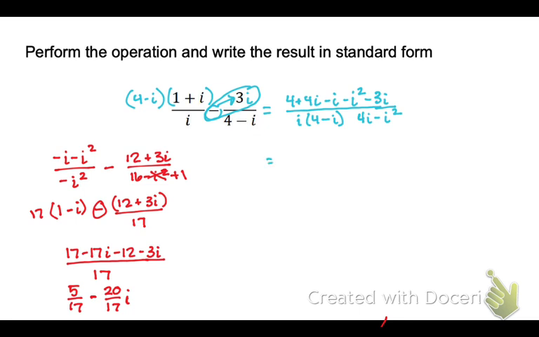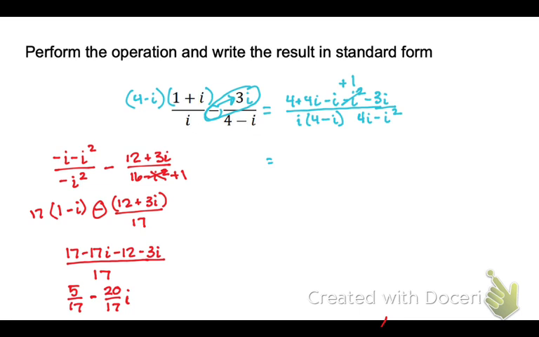Okay, well, this negative i squared becomes what? 1. Plus 1. Okay, so that's plus 1, yes? And we should not get 0. Did I do something wrong? How are you getting 0? Watch. Because I have 4i minus i is 3i, and 3i minus 3i is what?